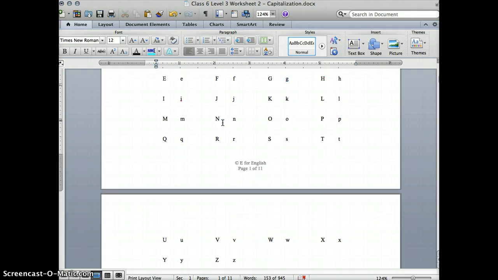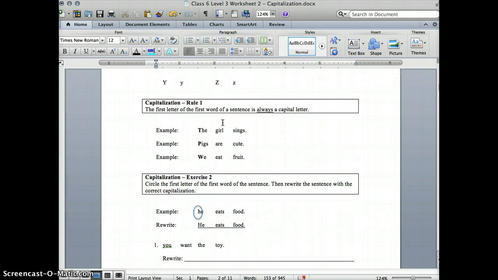So now let's move on to exercise 2. But before that, we have a rule. Okay, so our first rule is going to be that the first letter of the first word of a sentence is always a capital letter. In other words, what we're talking about here is that the first word's first letter is always, always, always going to be a capital letter. It doesn't matter if there's a sentence before this word, or if there's a question mark before this word, or a period before this word. It doesn't matter. The first word of a sentence always starts with a capital letter.